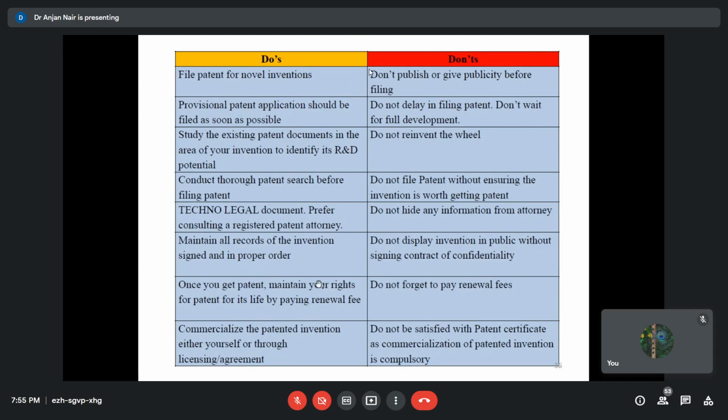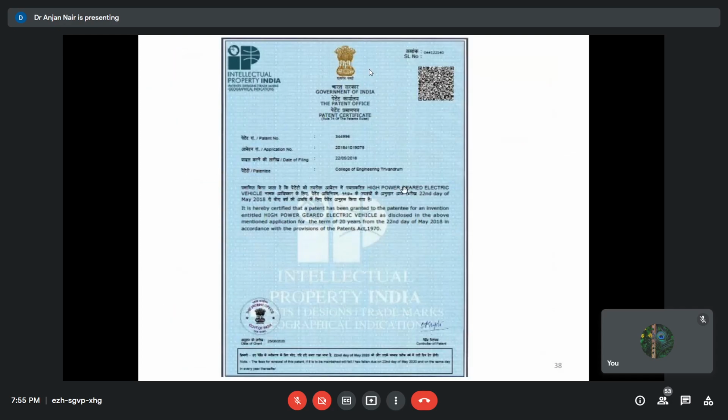Okay, so as I told you, this is a patent certificate for our college, CET, which we got for an electric vehicle. This is just a certificate. Currently it is just a certificate which has been framed and is hanging in the principal's office. But that is not the end; the purpose is not met.